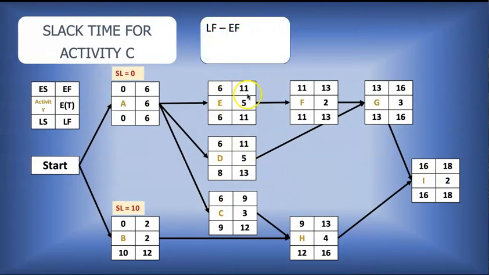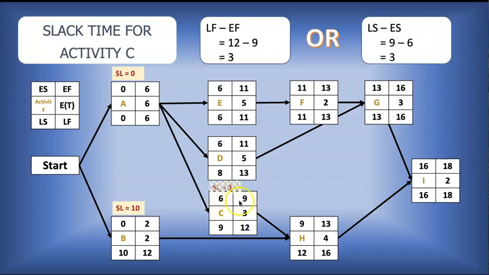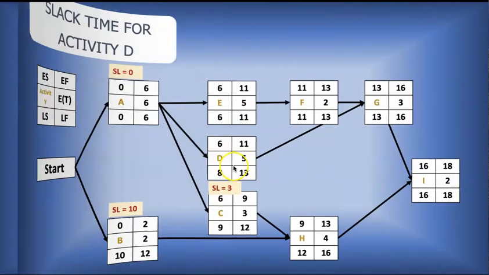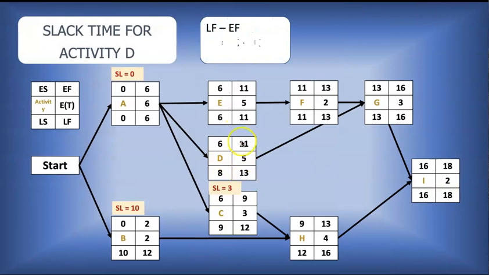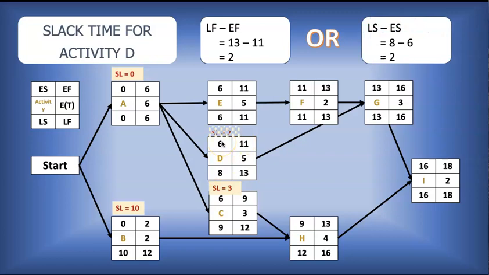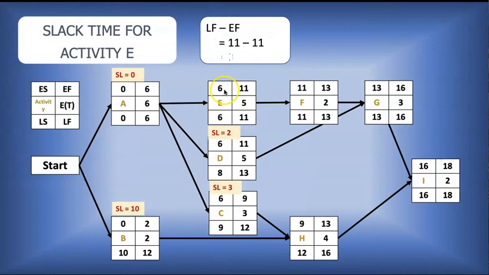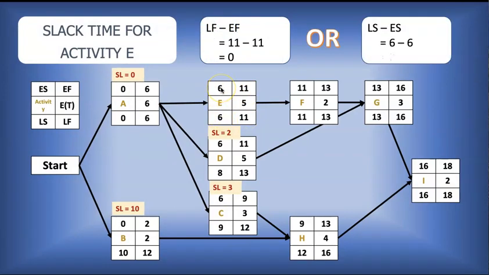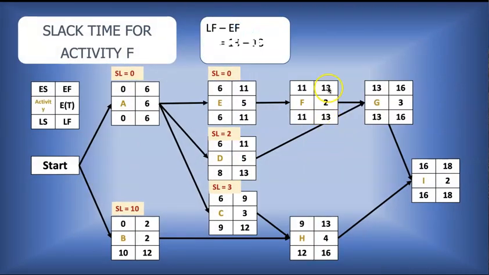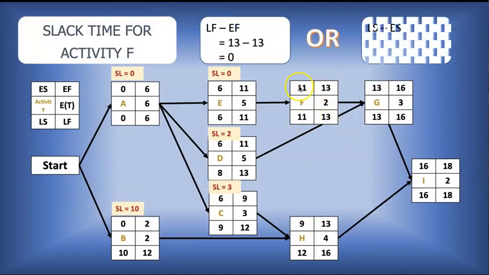Just going through quickly. For activity C, it is 12 minus 9, which is 3, or 9 minus 6, which is 3. For D, it is 13 minus 11, which is 2, or 8 minus 6, which is also 2. Activity E, 11 minus 11, that's 0, or 6 minus 6, which is 0. For F, 13 minus 13 is 0, or 11 minus 11 is 0.